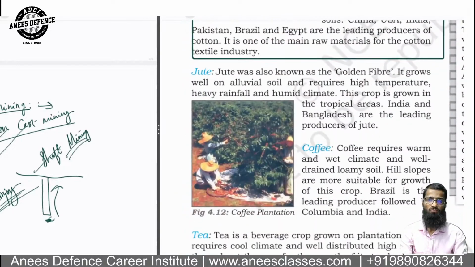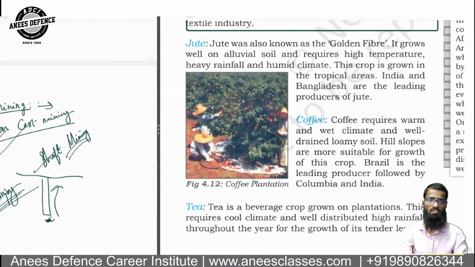Then you have jute. It's known as the golden fiber. What do you call jute? Golden fiber. This crop is grown in tropical areas. India and Bangladesh are leading producers of jute.